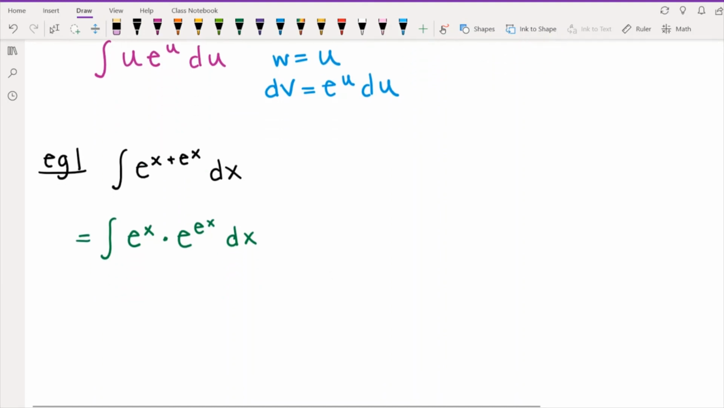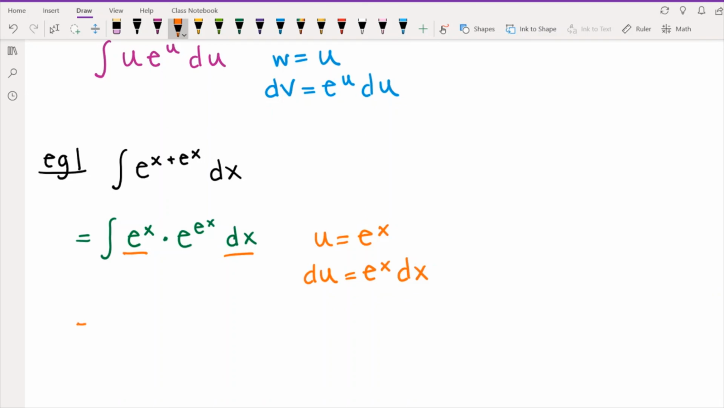And so now you might see that there is a substitution that will work, because we have an e to the x in the numerator, in the exponent. That's the most complicated thing in this integral, and the derivative of that is e to the x, which is right here. So if we let u equal e to the x, then du is going to equal e to the x dx. There's our du. And so we can rewrite this integral as the integral of e to the u du, and then you can take it from there.